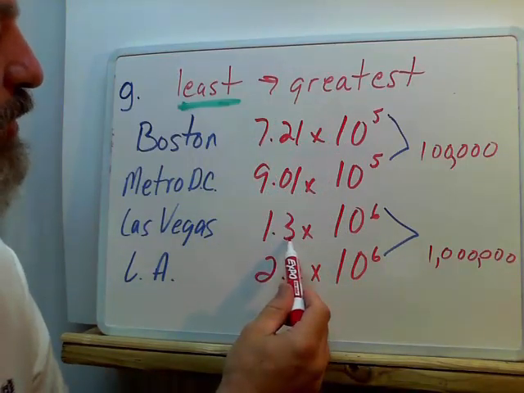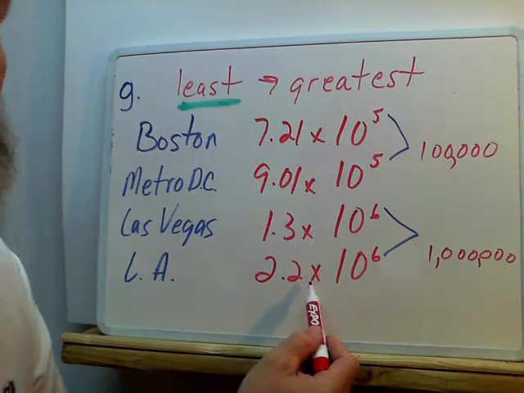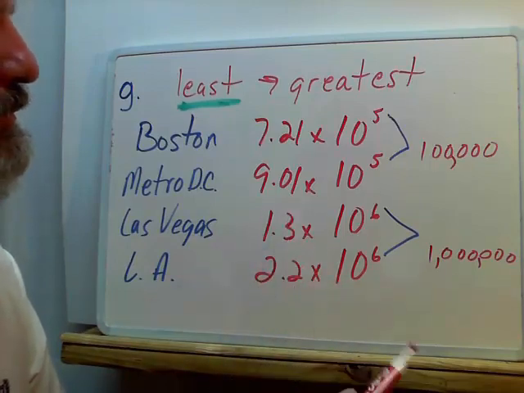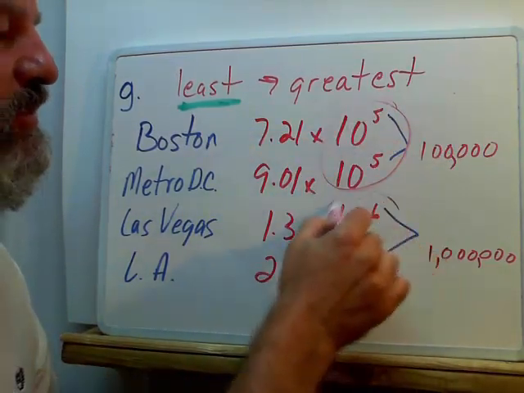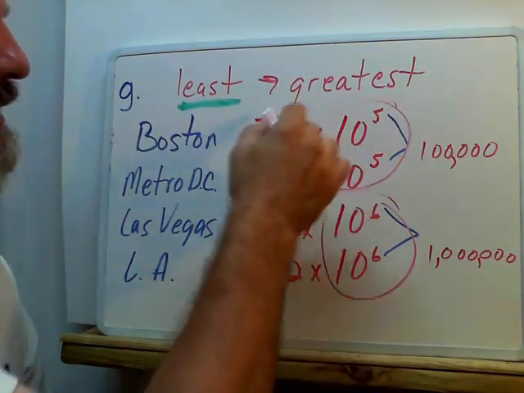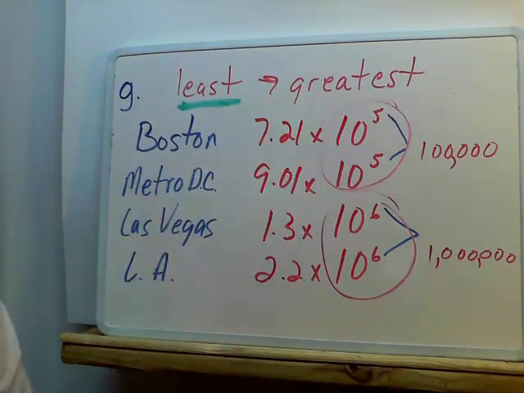And 1 and 3 tenths is smaller than 2 and 2 tenths. So that's how we order these two. Remember to focus on this first and then focus on this second. So your answer should be Boston, then Metro DC, then Las Vegas, and then Los Angeles.